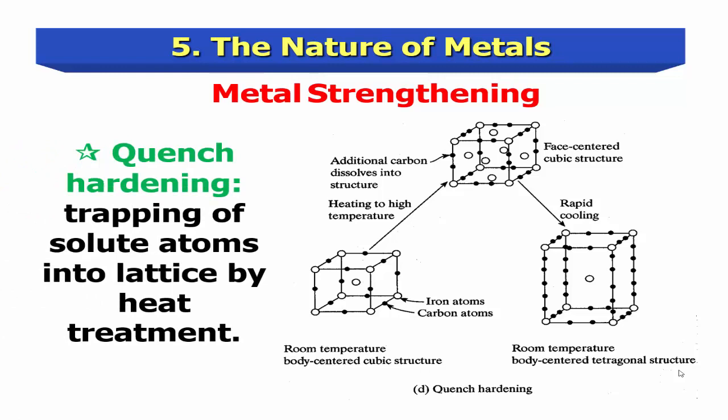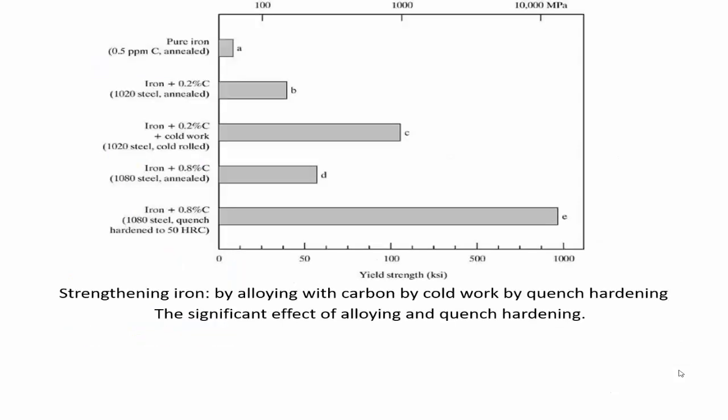And it's an example of quench hardening. For those who don't understand its meaning, it's all about trapping of solute atoms into the lattice by heat treatment. So we have here the strengthening of iron by alloying with carbon, by cold work, by quench hardening, and the significant effect of alloying and quench hardening.